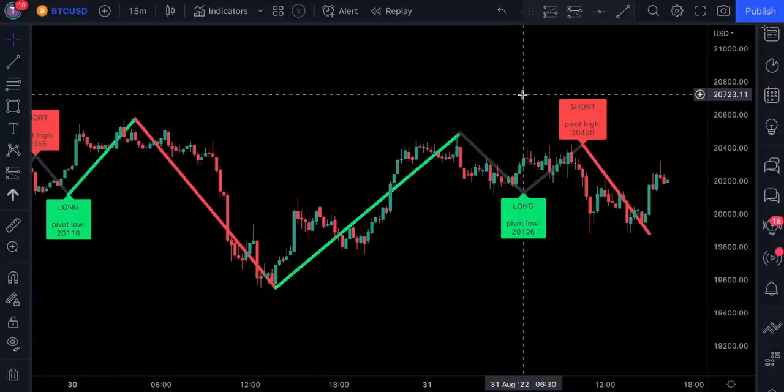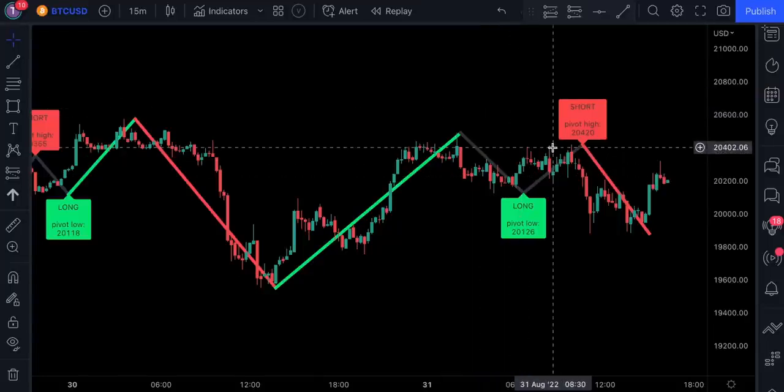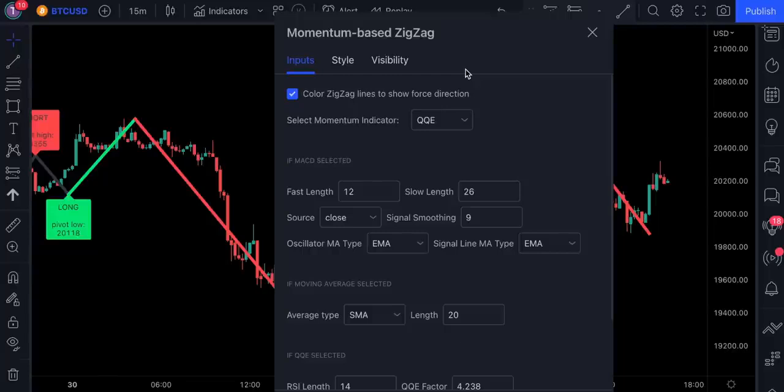Okay, we can see that this is a really simple buy and sell indicator that aims to find zigzag patterns in a price action. Unlike the regular zigzag indicator, this one works extremely well in a choppy market. This tool also provides plenty of customization options. You can change, for example, a momentum indicator from QQE to MACD or a moving average. I personally like to keep the settings on a default.